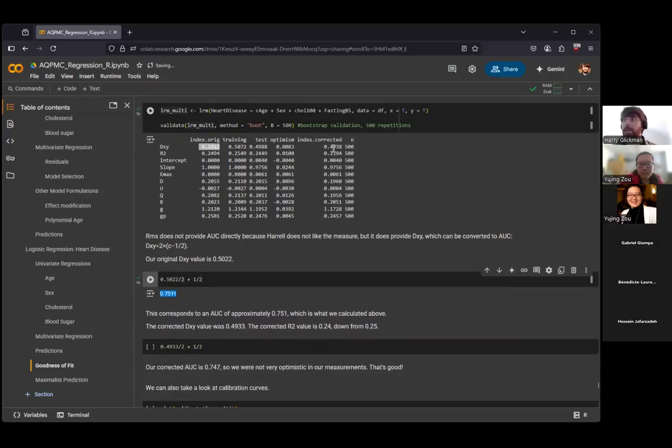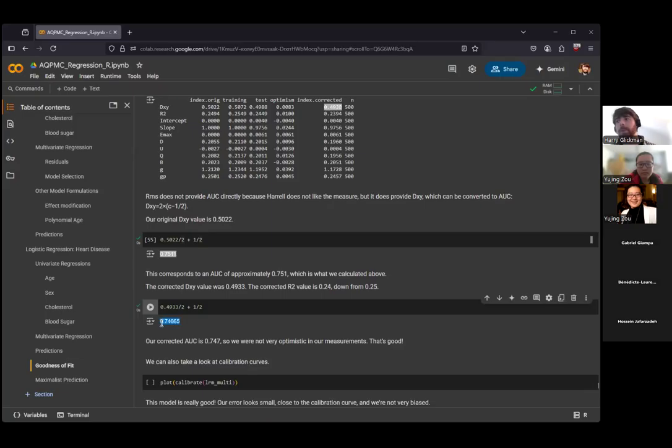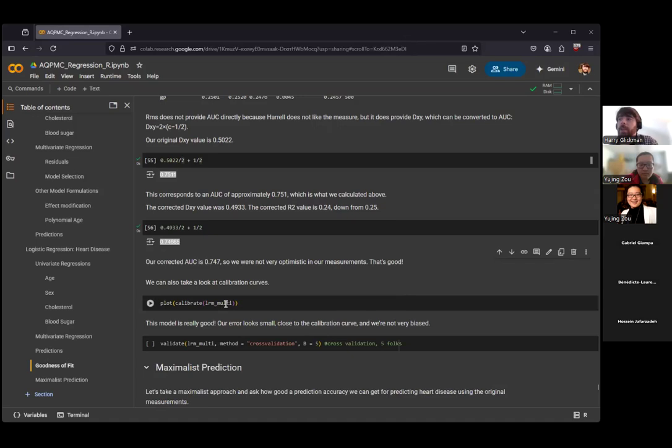The corrected Dxy, and this is the value after bootstrap validation, is 0.4938. So we can convert that to AUC and we get 0.746. So this isn't a huge difference, actually. So we weren't overfitting that much, which is great. And this has to do with the fact that we had a nice big sample size, I think. And so we were pretty reliably fitting this model and not overfitting too much, which is nice.